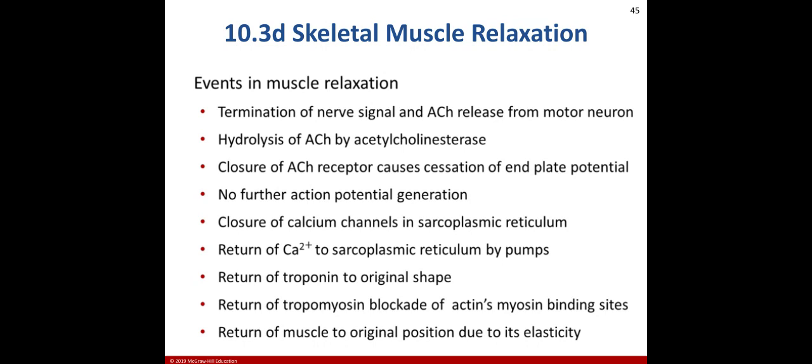Then we have the hydrolysis of acetylcholine by acetylcholinesterase. So an enzyme will break down any acetylcholine that is left over in that synaptic cleft. We're going to close acetylcholine receptors so that we don't have them still attaching to the end plate. We have no further action potential generation, so we're not changing that negative 90 millivolts to be more positive. We'll close the calcium channels in the sarcoplasmic reticulum. We return extra calcium to the sarcoplasmic reticulum through some pumps. Troponin will go back to its original shape. Tropomyosin will block the actin's myosin binding sites. And then the muscle will return to its original position because it has the characteristic of elasticity.